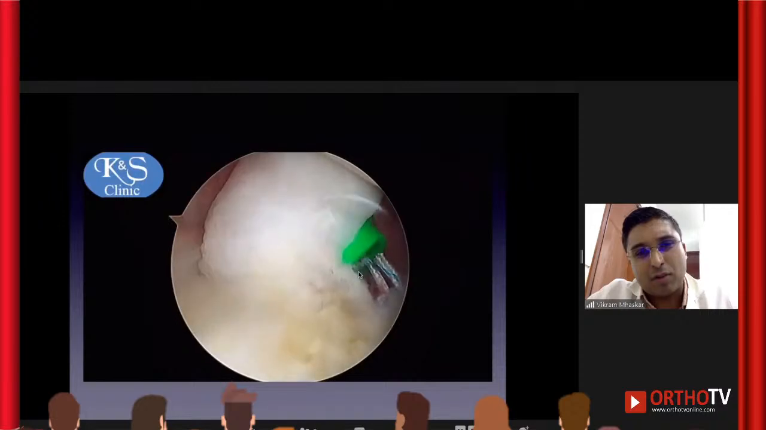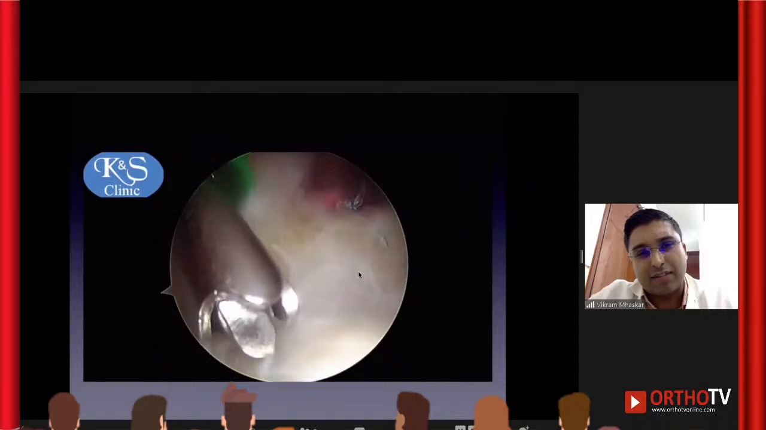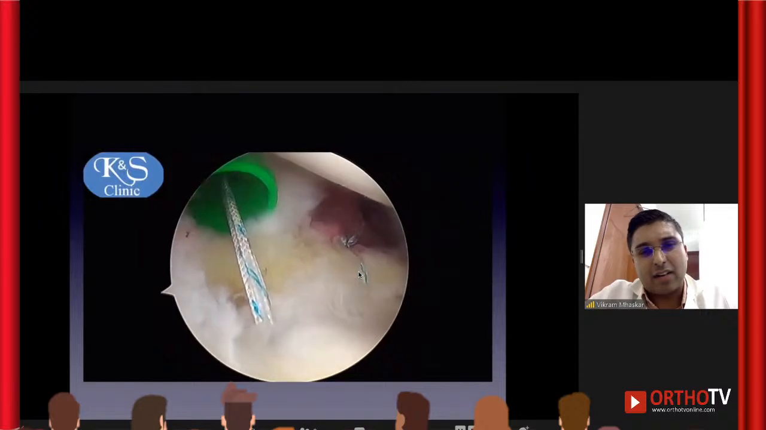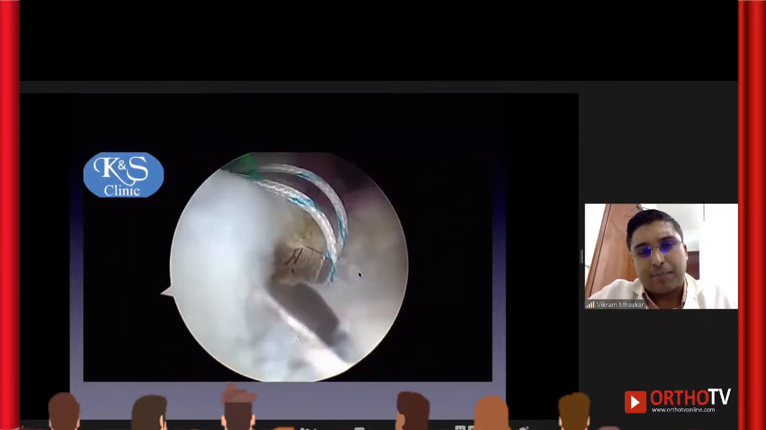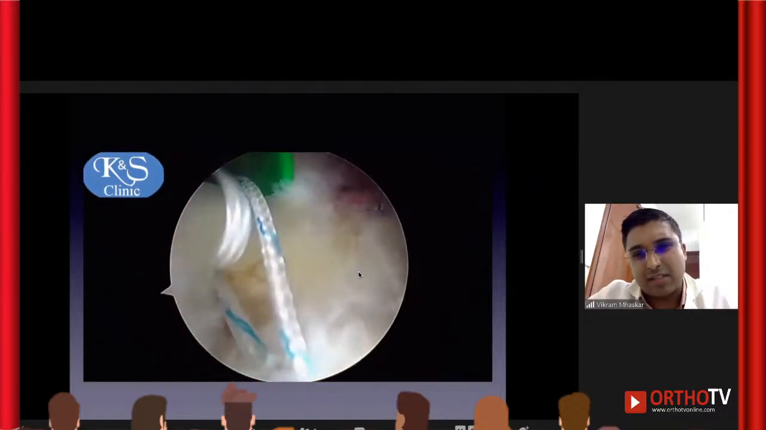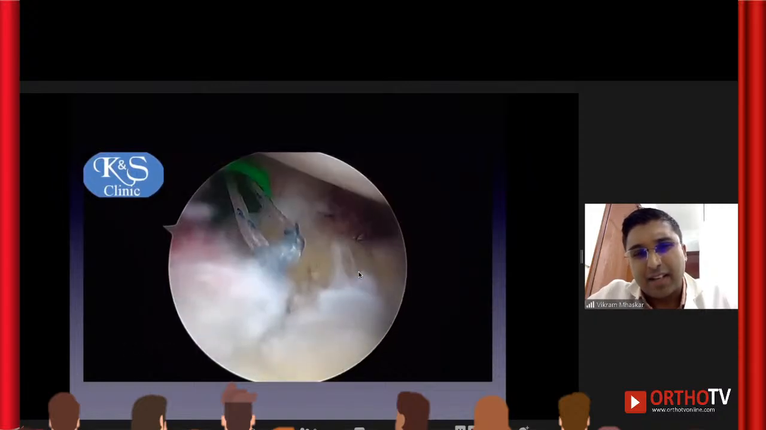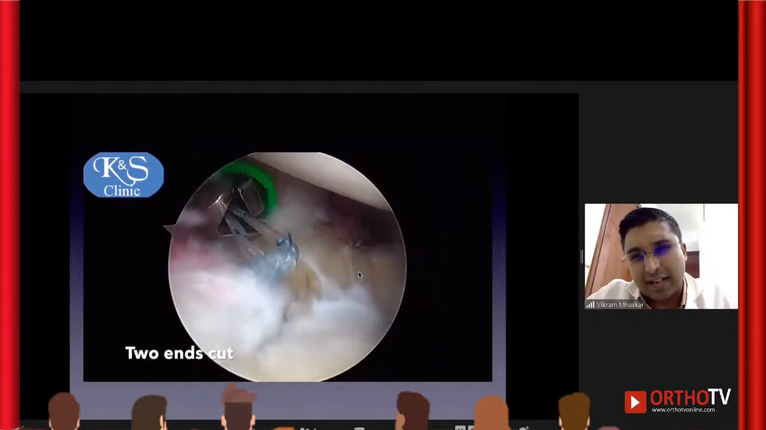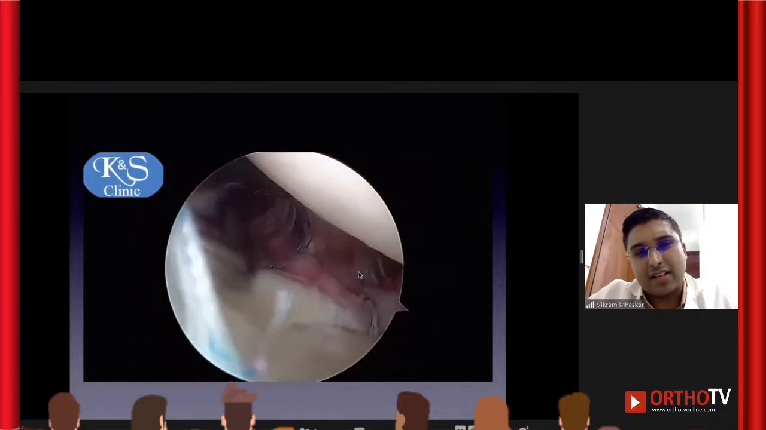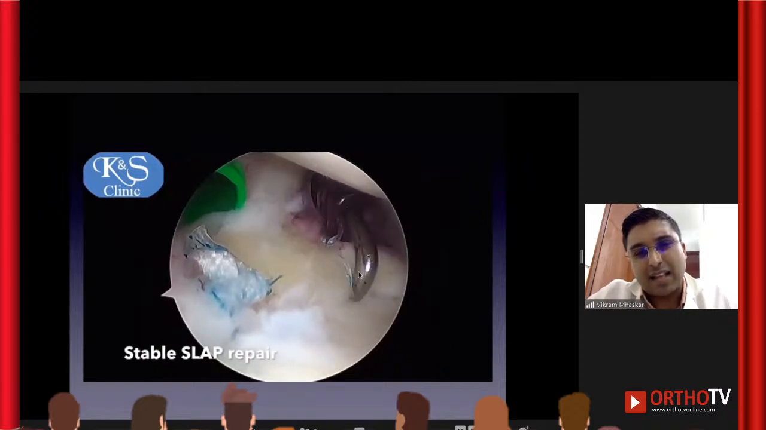Now you can see that I'm going to move this cannula posterior to my biceps tendon. This is critical so that you can go at the back. It's very easy then to put in the anchor there. And again, an all-suture anchor going in. I use the same bird beak to take my bite and a standard SNC knot at the end of it that secures my SLAP lesion there. It's just a matter of preference that I like to put a posterior anchor along with an anterior one. This is my construct anteriorly, and then I'm checking whether it's back in place. And this is my SLAP repair at the end of it.